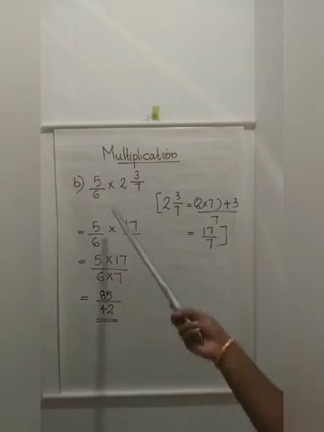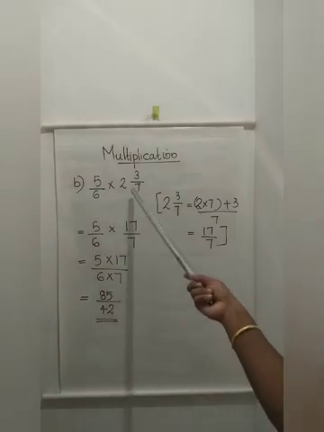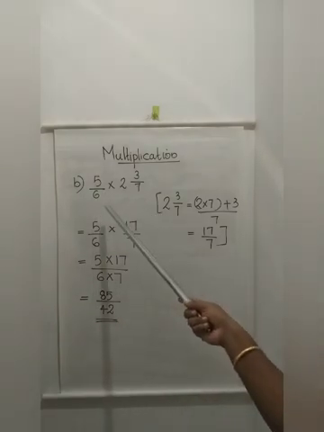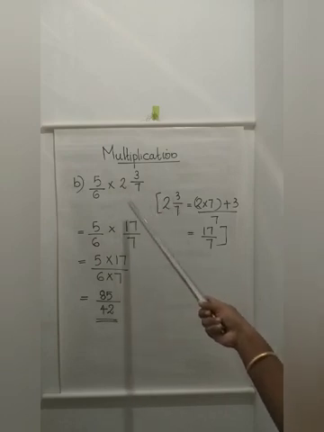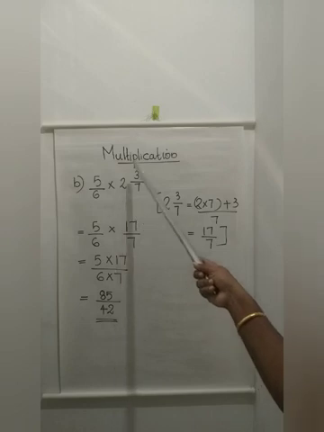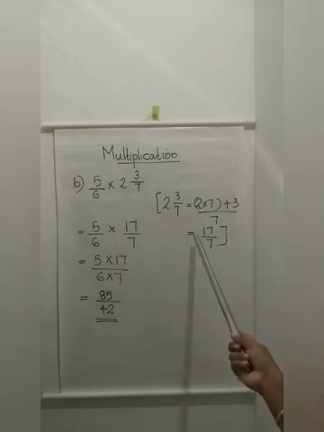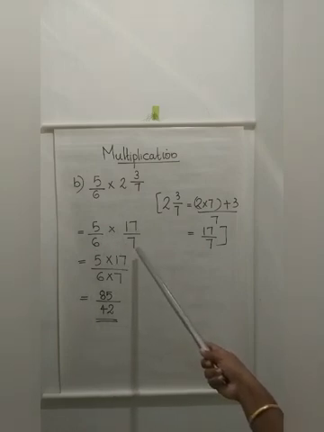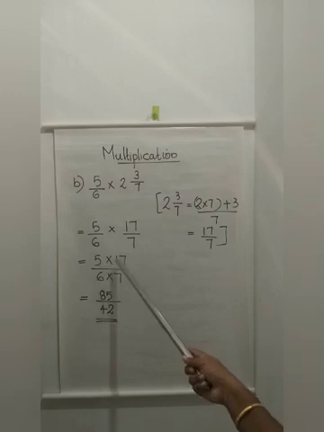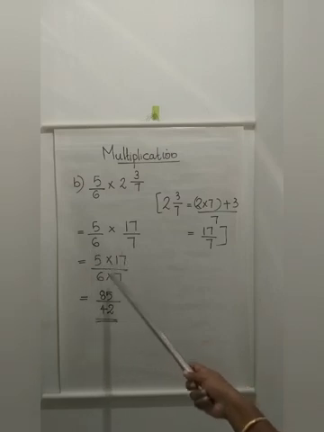Next example, 5 by 6 into 2 3 by 7. Here one is a normal fraction and the other is a mixed fraction. So convert the given mixed fraction into an improper fraction. So 2 3 by 7, converting, you are getting 17 by 7. Now 5 by 6 into 17 by 7. Numerators multiplying, 5 into 17, then 6 into 7.